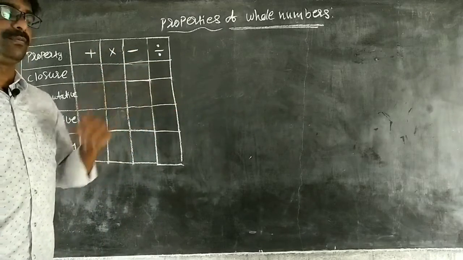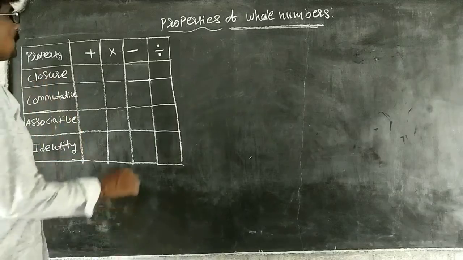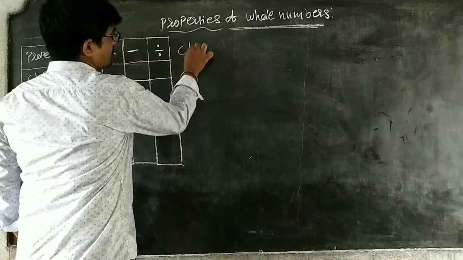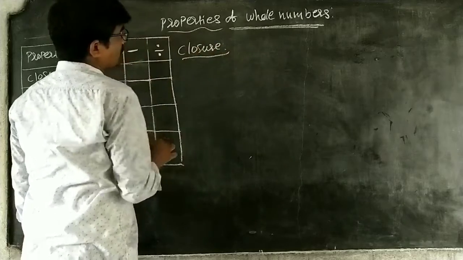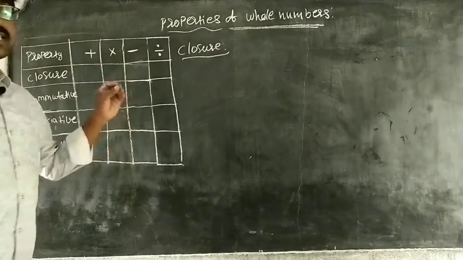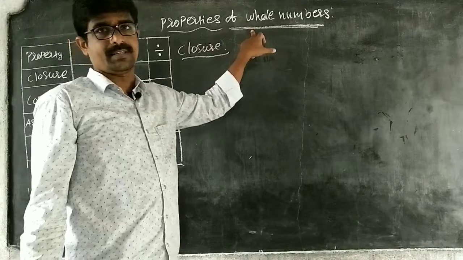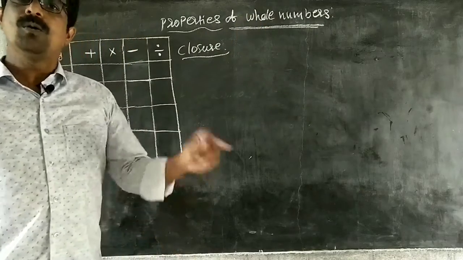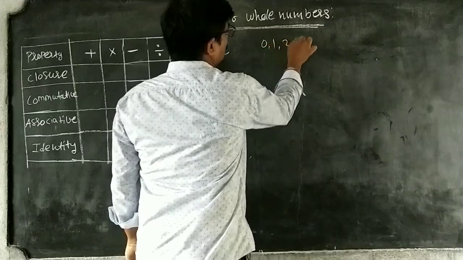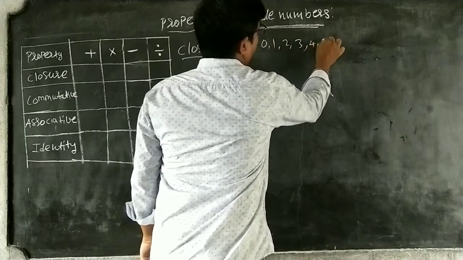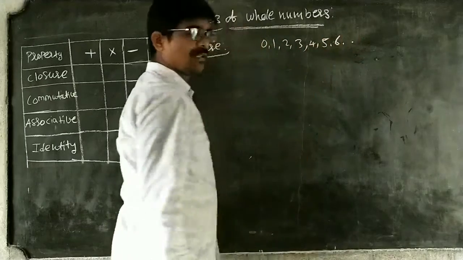How is it possible? First I am going for the closure property. So what does closure mean? We have to check properties on whole numbers. If I take 0, 1, 2, 3, 4, 5 and so on.